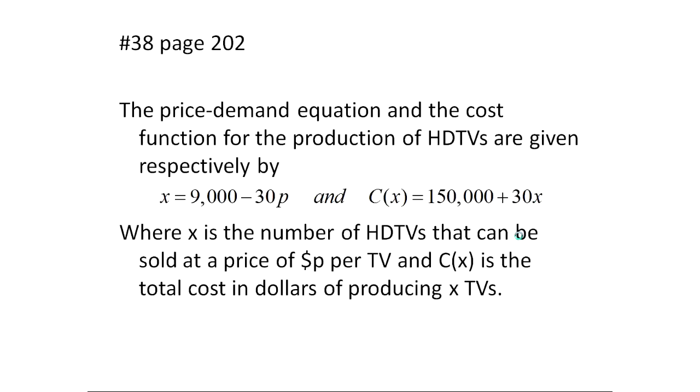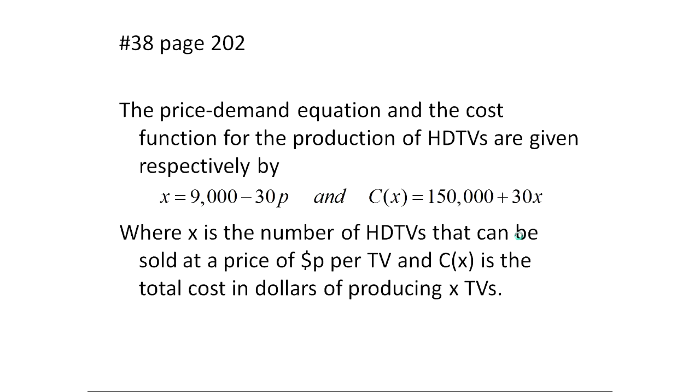We're given the price-demand equation and the cost function. Once again, we're dealing with TVs. But notice x equals 9,000 minus 30p. That's supposed to represent the demand x. X is the number of HD TVs when you have a price set at p dollars. And if you're producing x TVs, c of x would be the cost in dollars for producing those TVs.